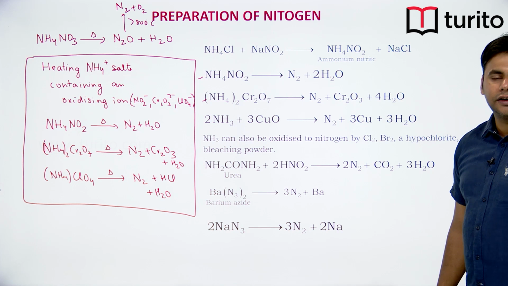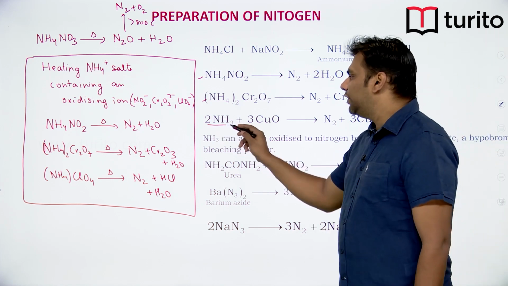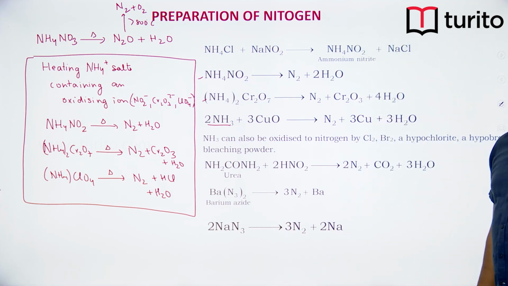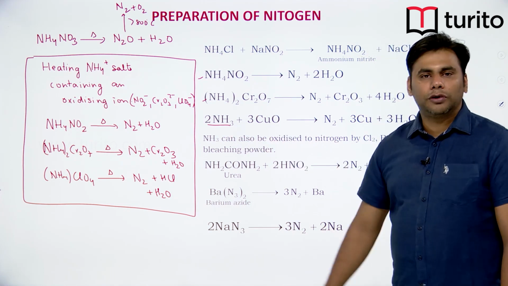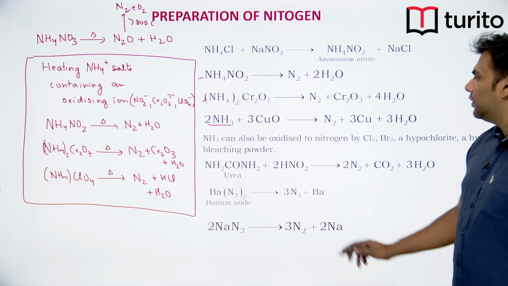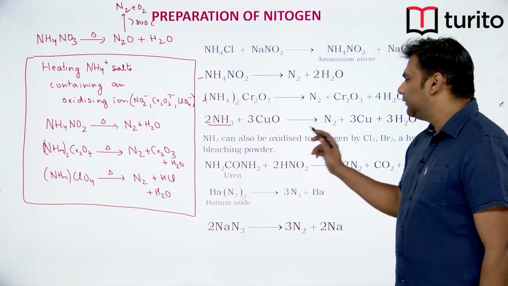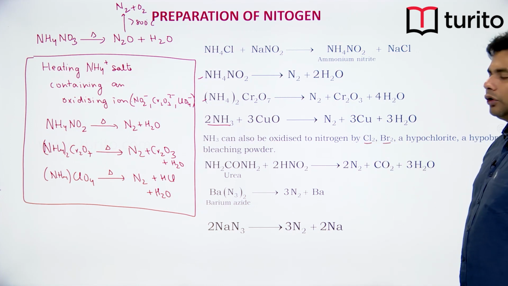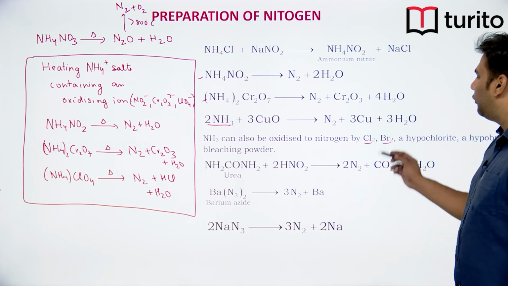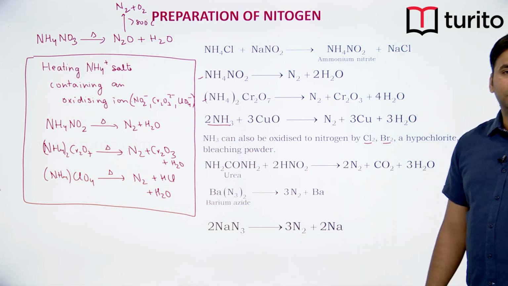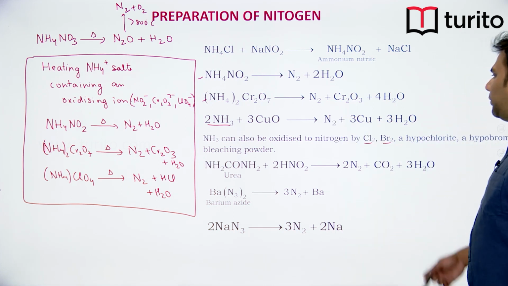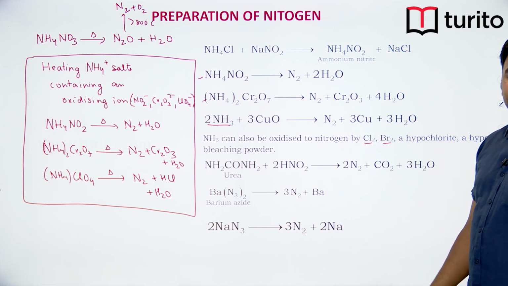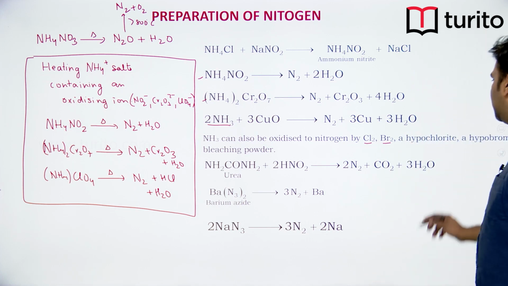The next important reaction is by oxidation of ammonia. You can oxidize ammonia with copper oxide. When you react it with copper oxide you will get N2 gas. So ammonia on reaction with copper oxide gives us N2 plus copper plus water. You can similarly also react it with chlorine water or bromine water. Chlorine water will form N2 plus HCl, plus water, which gets cancelled out. Bromine water gives N2 plus H2O plus HBr.